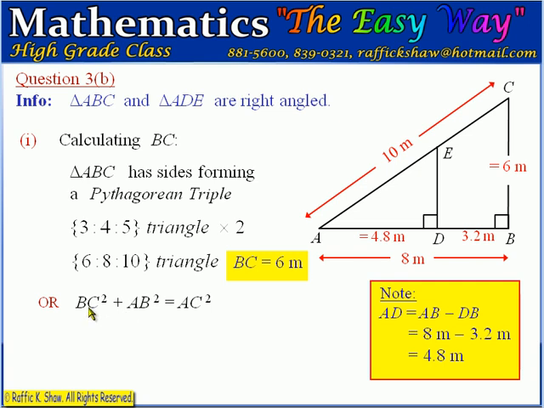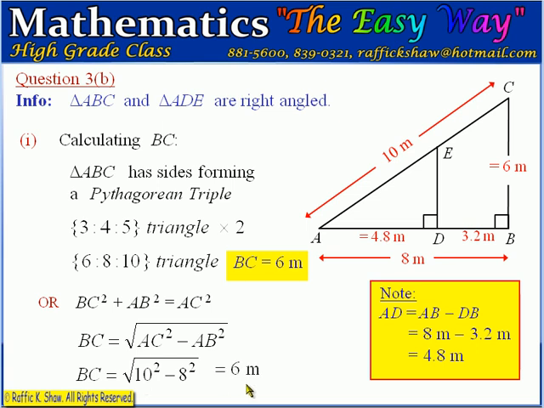If we transpose this to make BC the subject, we subtract AB squared first, and then take the square root of both sides, leaving BC equals the square root of AC squared minus AB squared. If we plug the numbers in, BC equals the square root of 10 squared minus 8 squared. 10 squared is 100, 8 squared is 64. 100 minus 64 is 36. The square root of 36 is 6. And so BC is 6 meters using Pythagoras' theorem. So the answer here is that BC is equal to 6 meters.